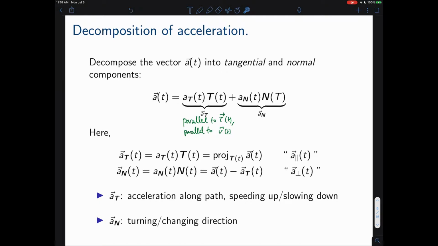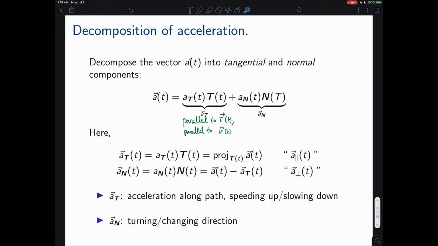And we do this just using the projection formulas that we've seen before. So this tangential component is given by the projection, and the normal component is given in the same way we found the decompositions before, which is subtracting off the parallel component after we find it by projection.